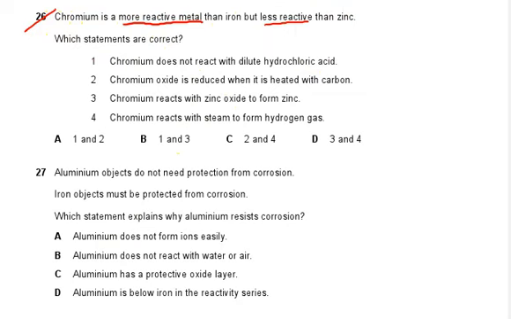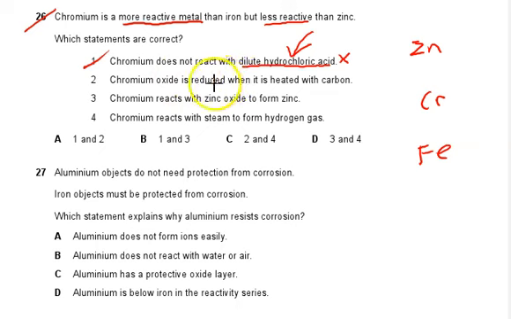Which statements are correct? Let us arrange the electrochemical series over here. Zinc is on top and iron is here, so chromium should be in between zinc and iron. This is the chromium. Let us go through one by one. Chromium does not react with dilute hydrochloric acid. This is wrong because most of the reactive metals can react aggressively with any acids, dilute or concentrated.